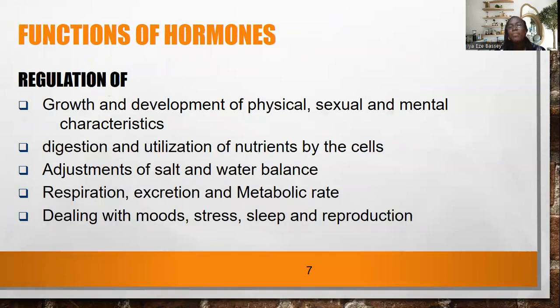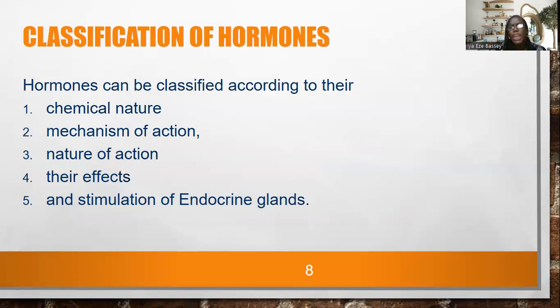Okay, so what are the functions of these hormones? Amongst other things, they are involved in regulation of growth and development of physical, sexual, and mental characteristics. They regulate digestion and utilization of nutrients by the cell. They regulate the adjustments of salt and water balance. They regulate also respiration, excretion, metabolic rate, and they also help us to deal with mood, stress, sleep, as well as reproduction. So how are hormones classified?